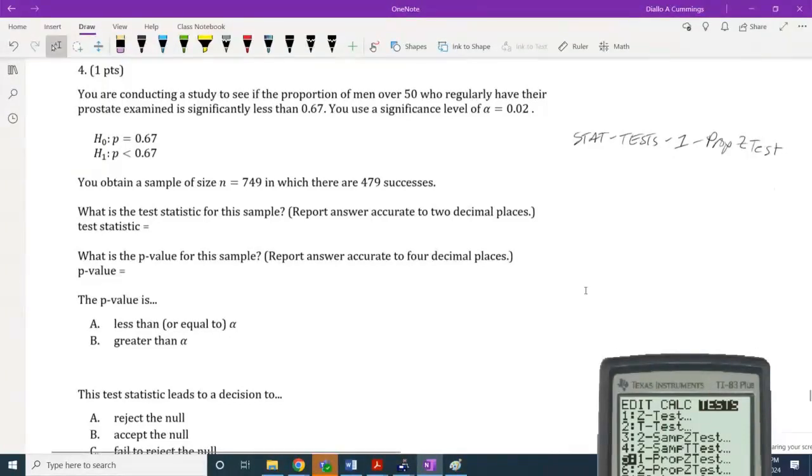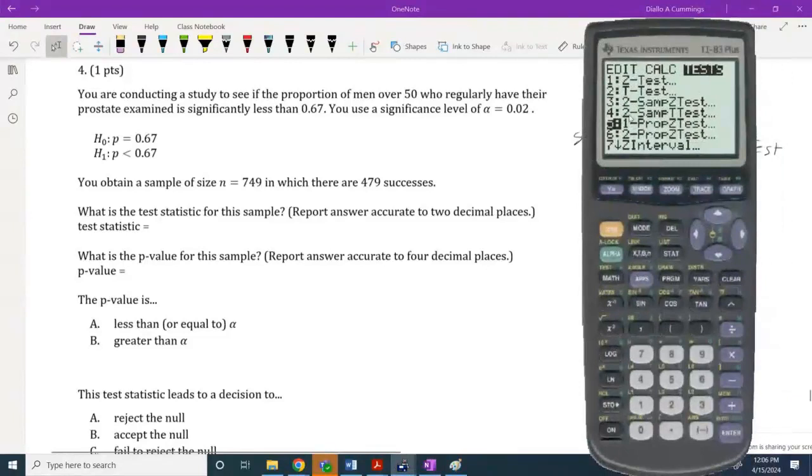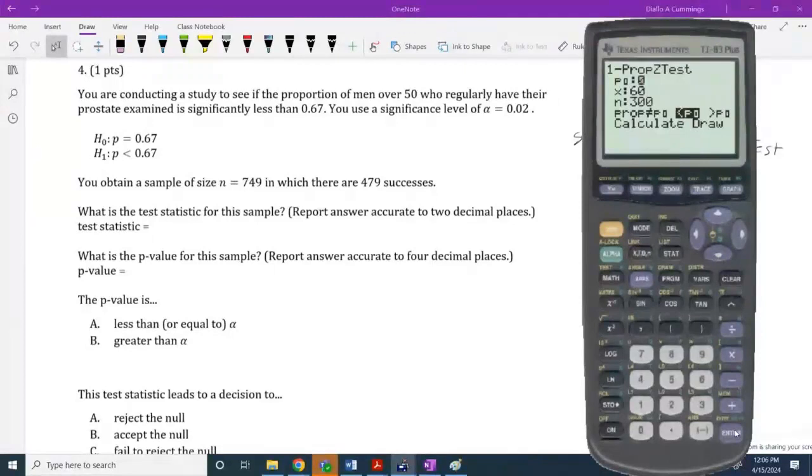All right, so notice they only give us 2 things here. They don't give us a hypothesized proportion and then a sample proportion. Here they just give us, you obtain a sample size of n is 749, in which there are 479 successes. What is the test statistic? What is the p-value? All right, so we're in stat, test, 1 proportion z-test. I'm going to hit enter.